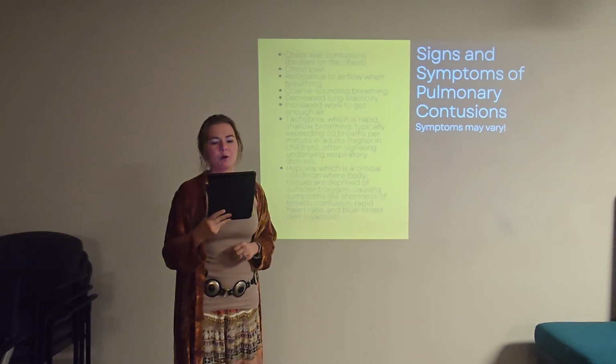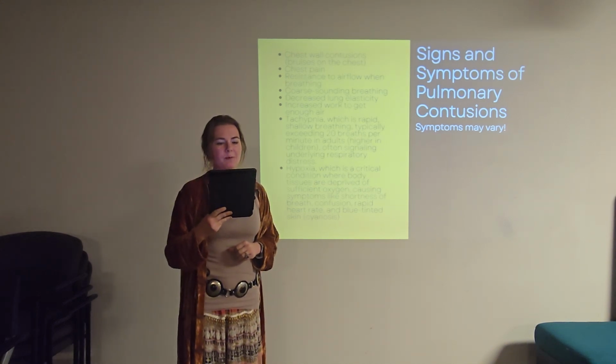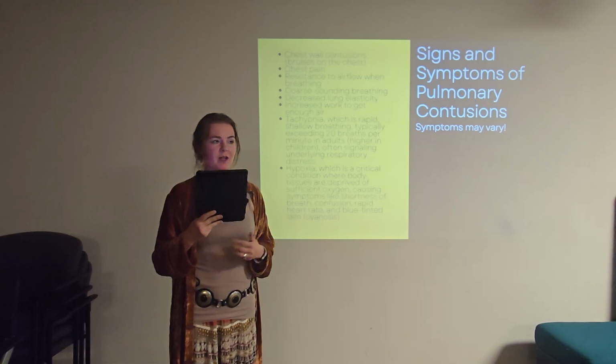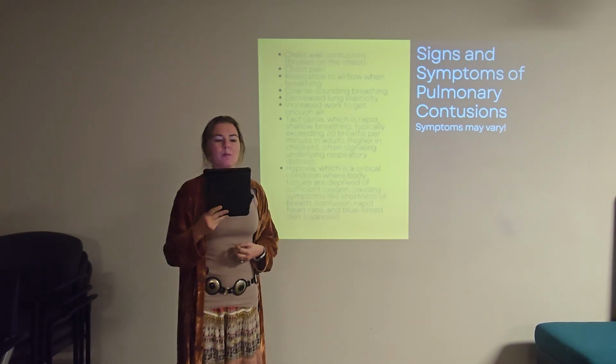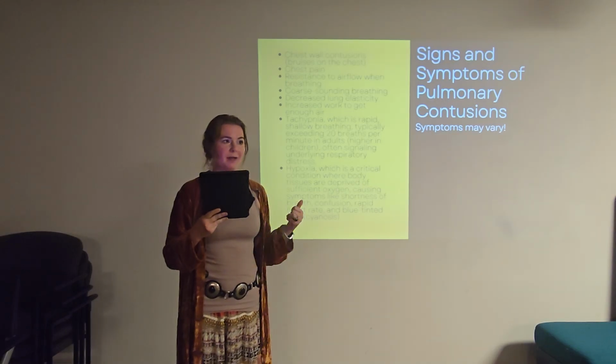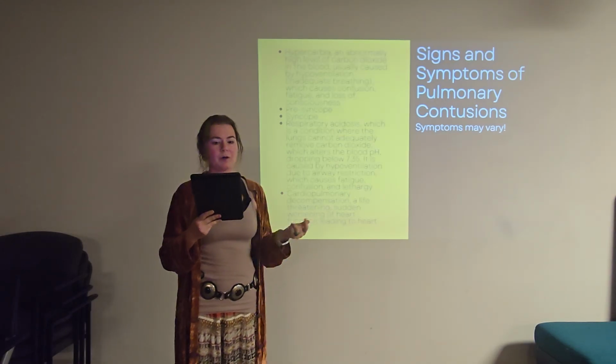Hypercarbia, which is an abnormally high level of carbon dioxide in the blood, usually caused by hypoventilation, inadequate breathing, which causes confusion, fatigue, and loss of consciousness. Presyncope and syncope, so they feel like they're going to pass out, and then they do pass out.